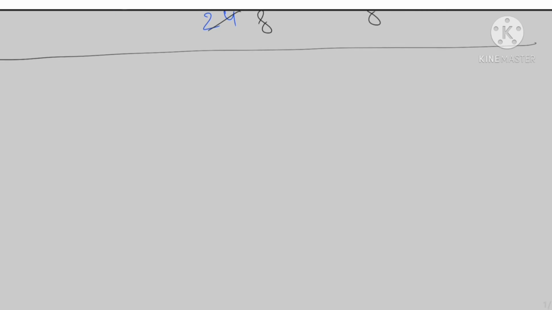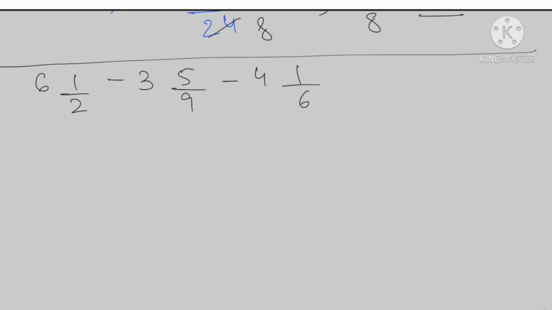Okay, now it says 6 1 by 2 minus 3 5 by 9 minus 4 1 by 6 plus 2 5 by 12. Now whether the plus sign is in the front or the minus sign is in the front doesn't matter for the first step. We just have to convert this into a normal fraction first of all.